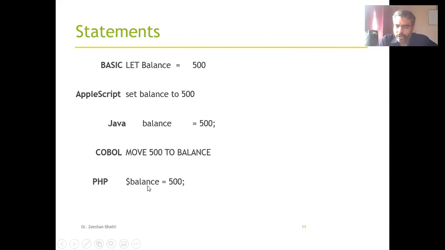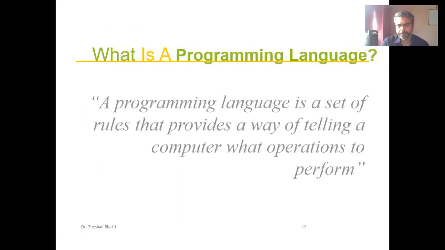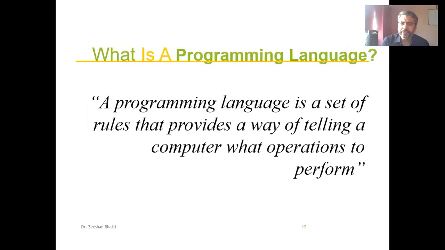Okay. So if you understand the previous, or if you're coming from previous languages, PHP also uses the same structure. We create a variable, we assign it a value. We'll talk about variables in detail. So if we redefine what a programming language is, it is a set of rules that provides a way of telling the computer what operations to perform. So a programming language tells the computer what to do step by step, instruction by instruction.